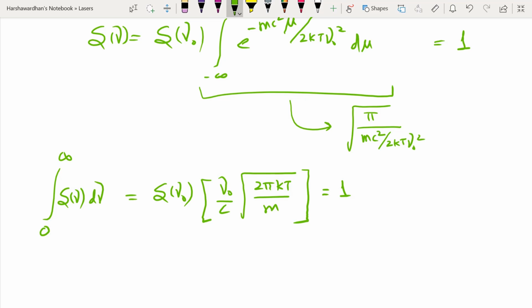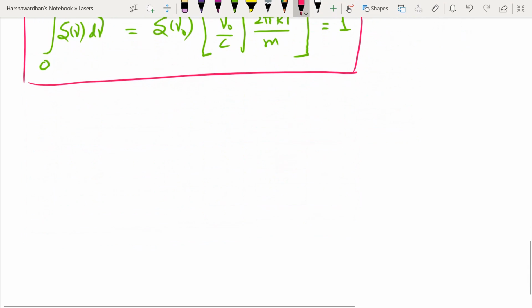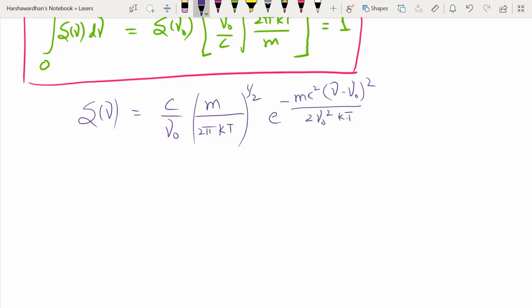So this is our important normalization condition. And so you see, I can write down my S of nu. Obviously this distribution peaks at nu equal to nu naught, which would be the atomic resonance frequency for a stationary atom.